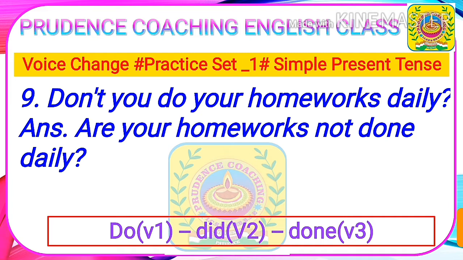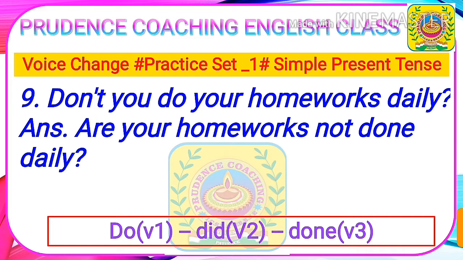So after this we need to check the subject and bring a verb before the subject, as it is an interrogative sentence. So according to our new subject, that is your homeworks, which is plural, we will write are before the subject, because in interrogative sentence we write the verb before the subject. After that we need to write not, because it is a negative sentence. We will write not after the subject, and we will write the V3 form of the given verb.